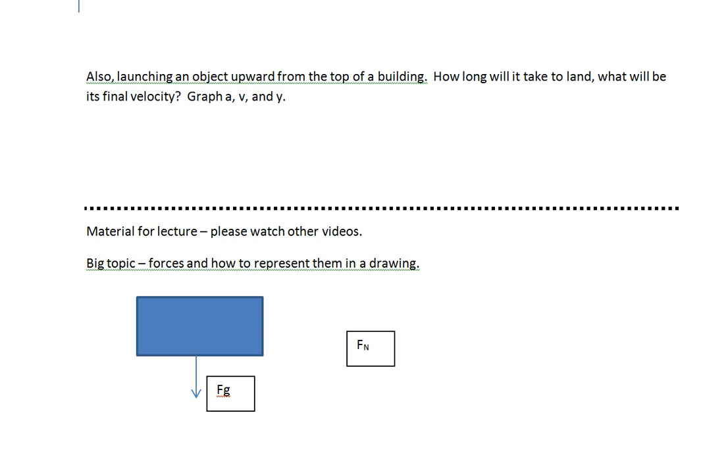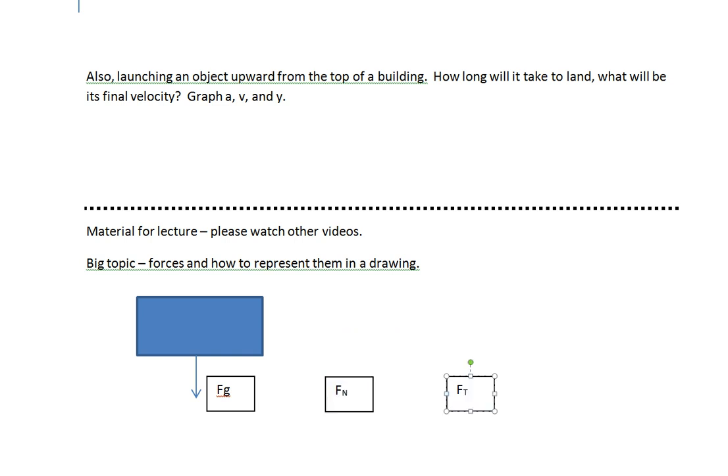So FG, FN, and then in lab, you will talk about Newton's third law. That's when two objects interact, there's an equal and opposite force between the objects. In addition to FN, you'll see another one called FT. That's a tension force that exists in a string. So these are a few forces that you'll be seeing: FG, FN, FT. They're different types of force, but they're all measured in newtons.